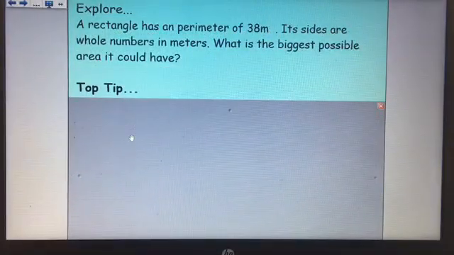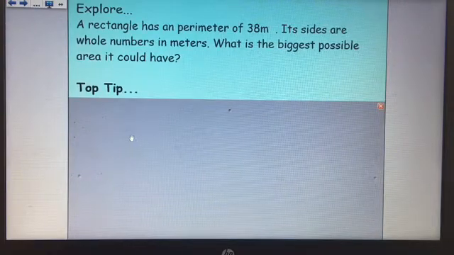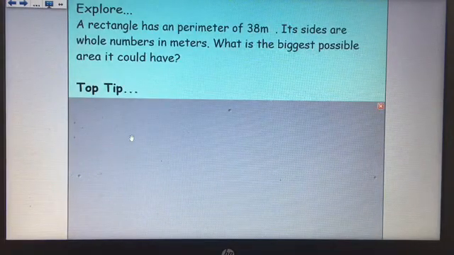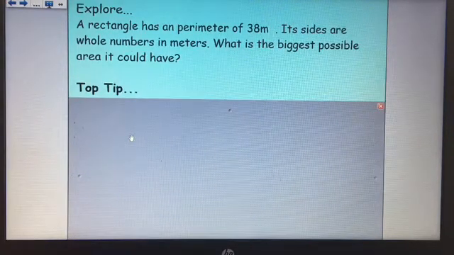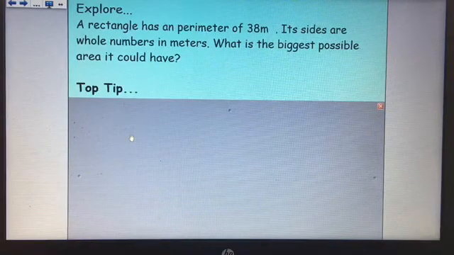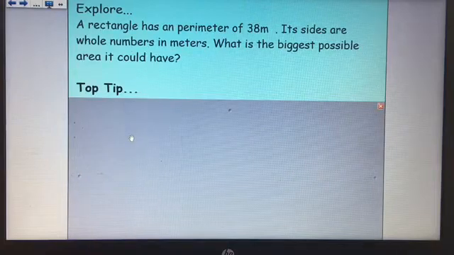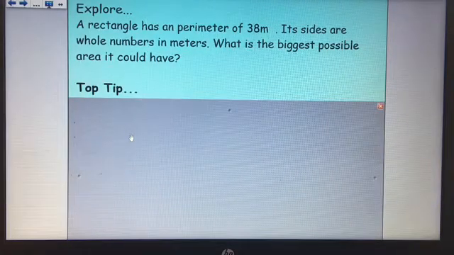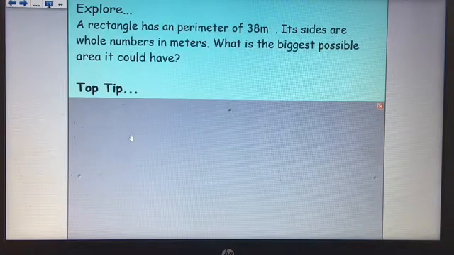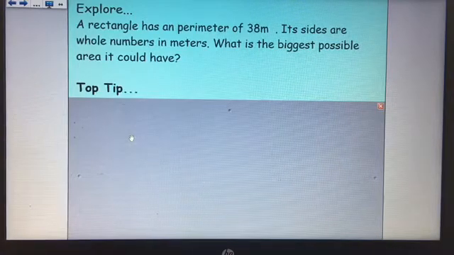Right, so we are going to do a bit of an investigation now. So I'm going to read you the question and I want you to have a think. A rectangle has a perimeter of 38 meters. Its sides are whole numbers in meters. What is the biggest possible area it could have? So if you want to crack on your own, go for it. If not, I'm going to go through a few top tips before I give you the answer. So press pause if you want to do it on your own. If not, have a listen.